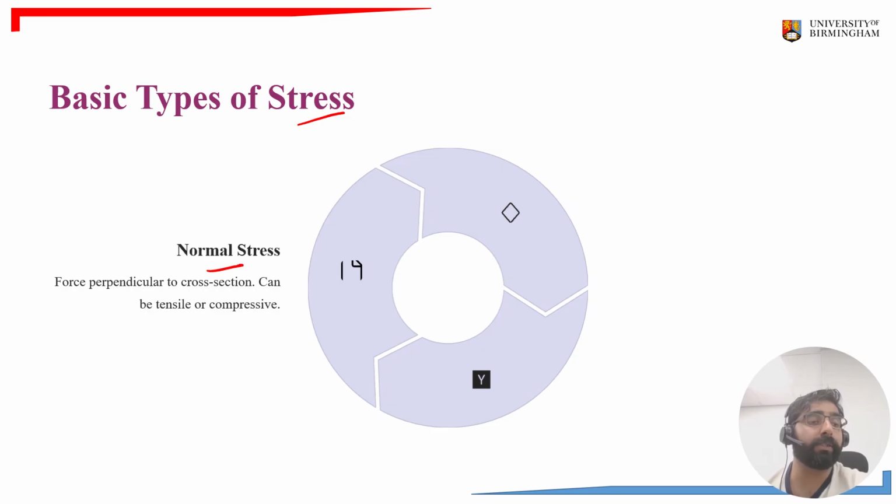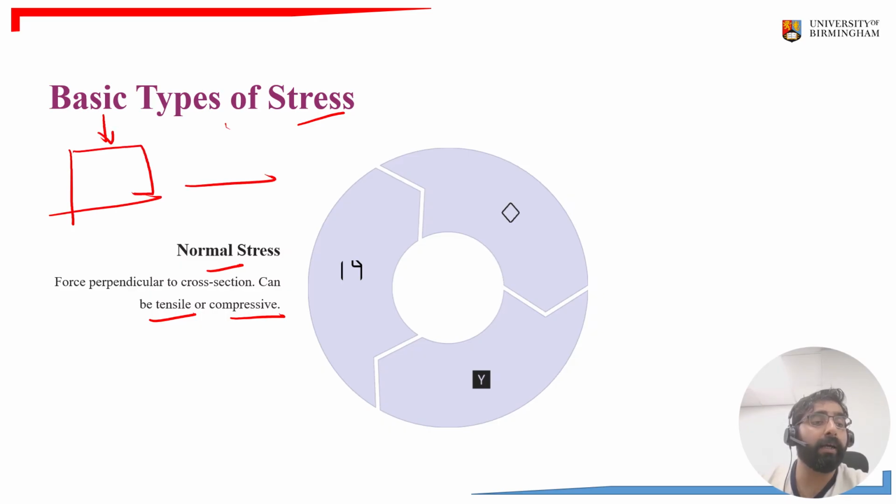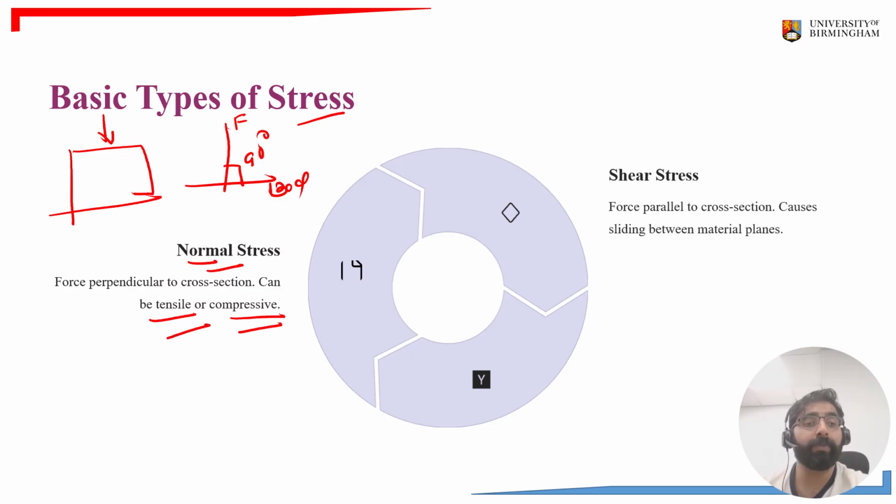Now the basic types of stress. First one is the normal stress, and under the normal stress they are basically tensile and compressive stress. Suppose there is a body and forces are acting upon it. If the forces are acting at 90 degrees to the body, this is the normal stress, and it can be tensile or compressive stress. If the forces are acting on the edge of the body, the body will induce stress, and this stress is called the shear stress.